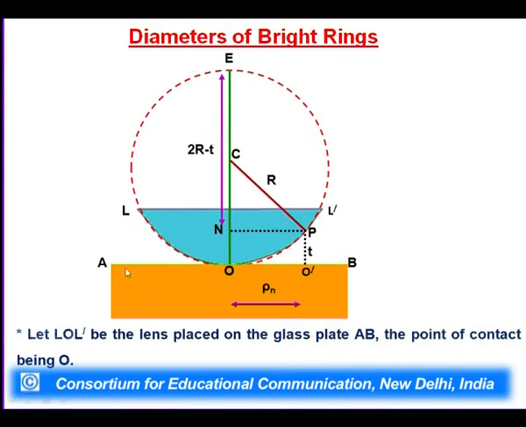Now in the diagram we see this point is A, B, and this is L, L dash, which represents the plano-convex lens, and the point of contact is O. Now if we take the radius, the radius is R. The thickness of the film is denoted by PO dash, which is equal to t, and this is the radius of curvature R. Center C is the center point. Now the remaining part EN will be 2R minus t, and OO dash represents the length of the film.